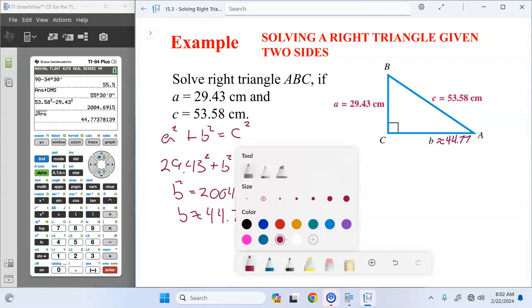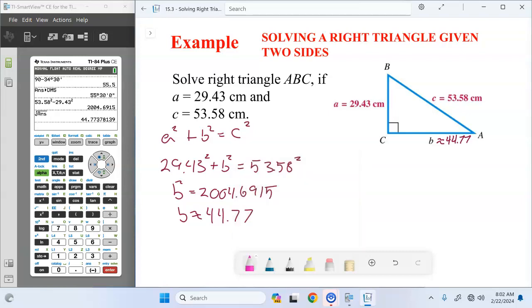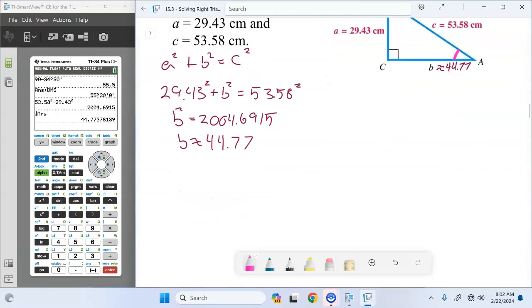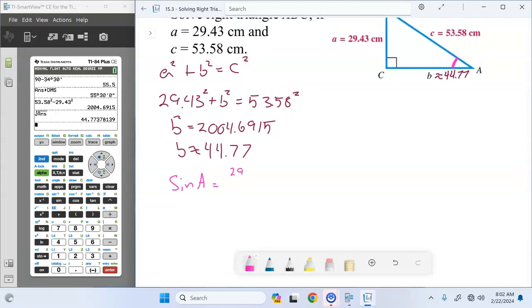All right, let's start alphabetically with angle A. We want to solve for angle A. So given that we're not allowed to use B because it's a rounded value, we have to use side A and side C. What trig ratio can I use that includes side A and side C? Sine, opposite and hypotenuse. Opposite angle A and our hypotenuse. So sine of A will equal 29.43 over 53.58. Okay?